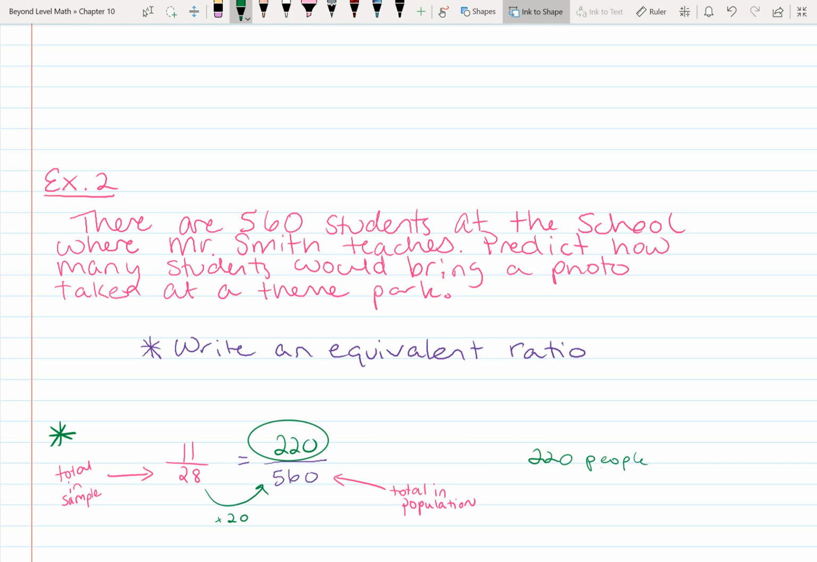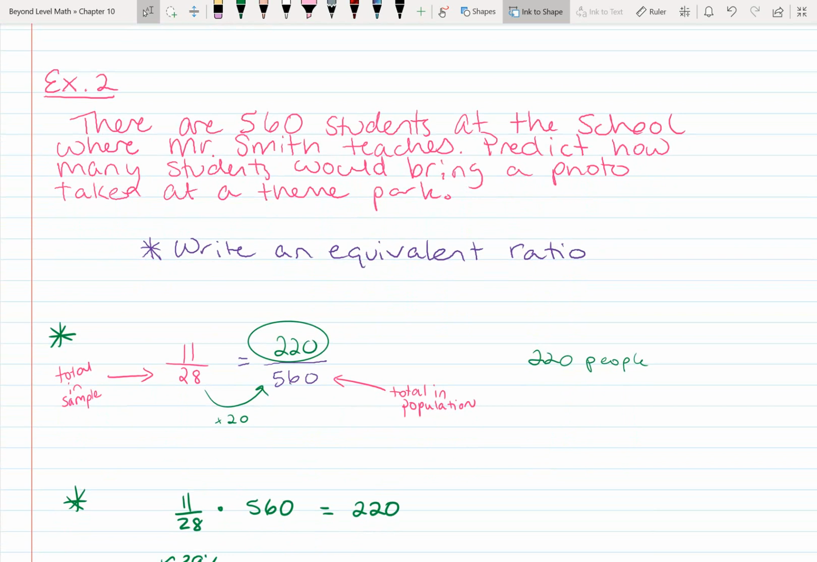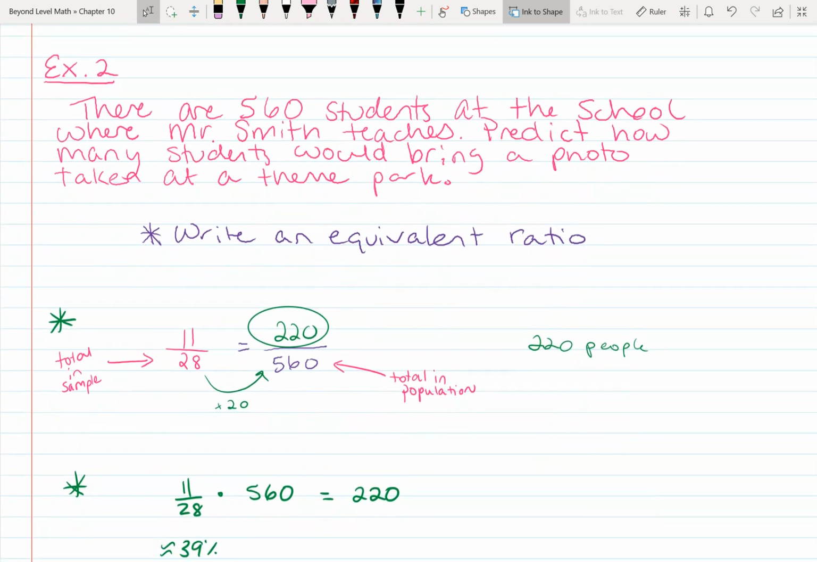However, I think I only use that for your homework one time. You will likely not use equivalent ratios, and instead you will just multiply it. So if you know that about 39% take photos of the theme park, then you're going to use that fraction. And in this case, because we rounded the percentage of the decimal, keep it 11 over 28 when you multiply it in your calculator. So 11 over 28 times 560, then you'll get 220 exactly.